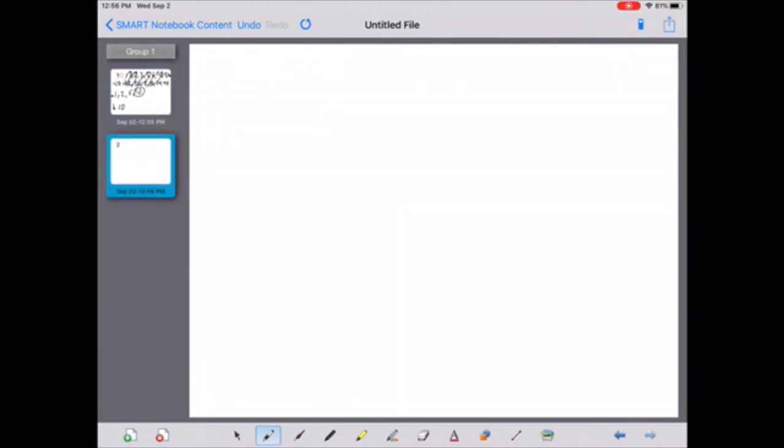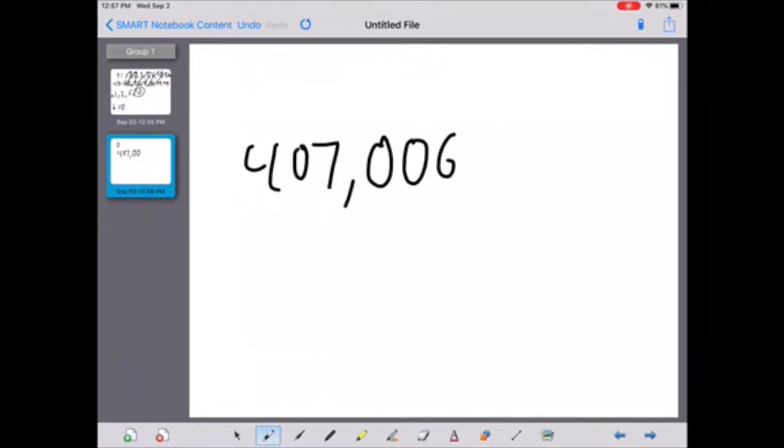Number 4 says use digits to write 407 million. So step 1, 407, comma, 6,000. No hundreds, no tens, 6,000. 962.